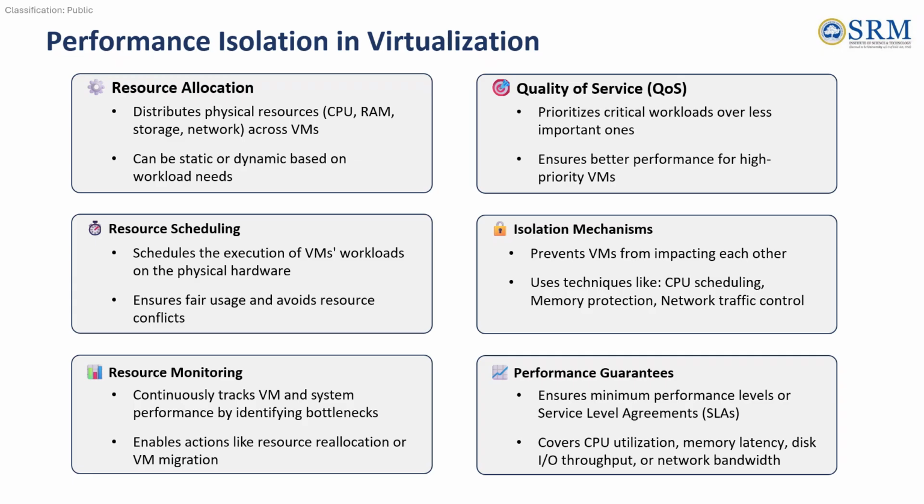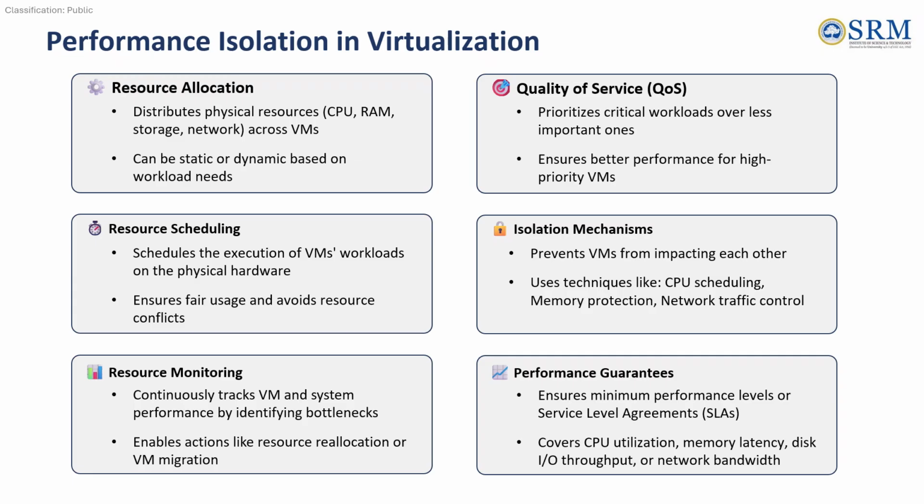Resource monitoring continuously tracks system performance and identifies bottlenecks. Based on this, resources can be reallocated or virtual machines can be migrated if necessary. Another important concept is quality of service, where critical applications are given higher priority to maintain better performance. Isolation mechanisms also play a major role by preventing one virtual machine from interfering with another through techniques like CPU scheduling, memory protection, and network traffic control.